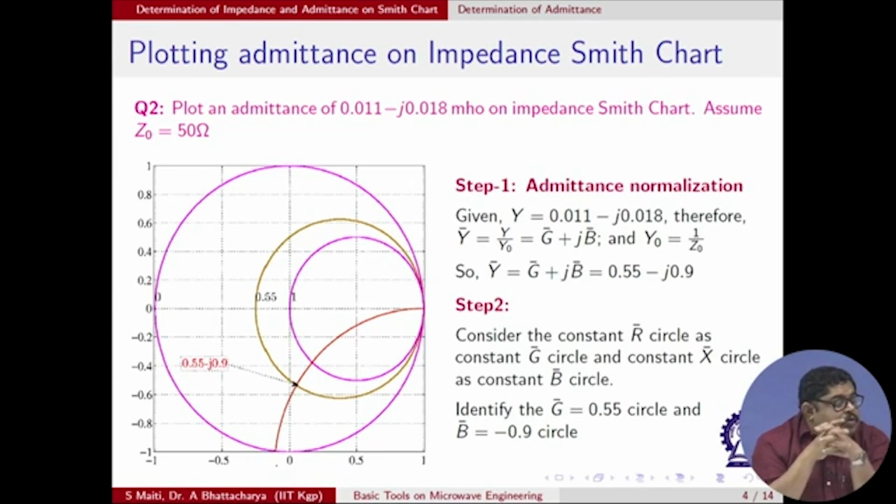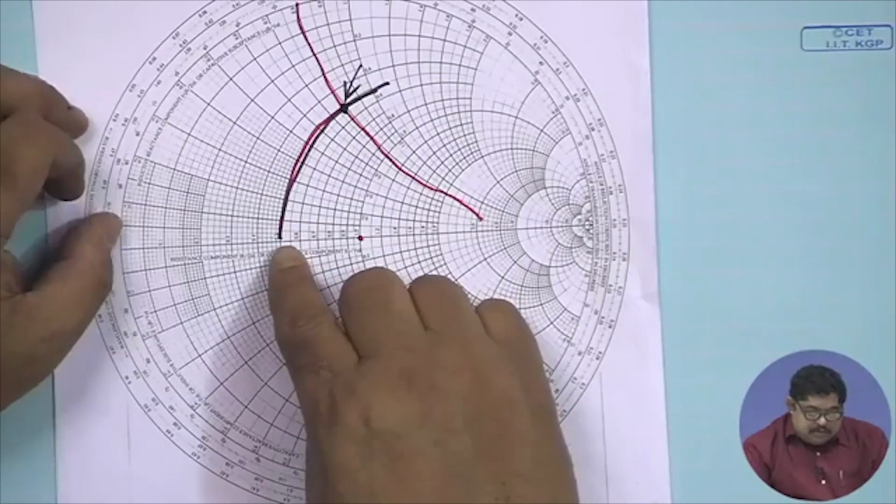So, now you think that in an impedance Smith chart, if you want to plot an admittance, then in your mental plane you will have to think of the constant r bar circle as a constant g bar circle, and the constant x bar circle as a constant b bar circle. So, identify these two things. Now, G is equal to 0.55. In the previous case you have found this.